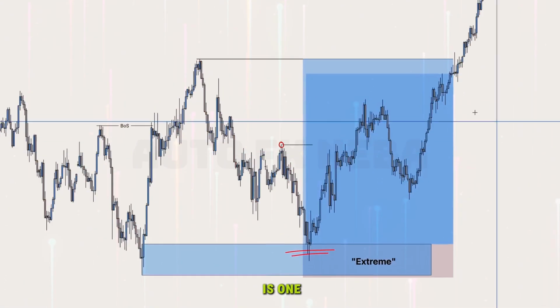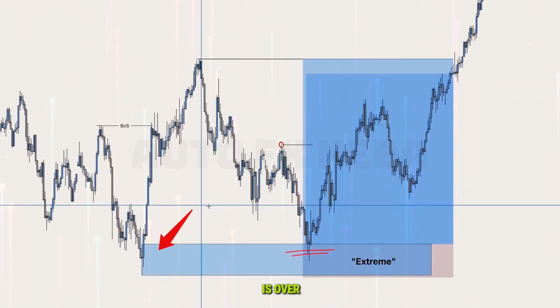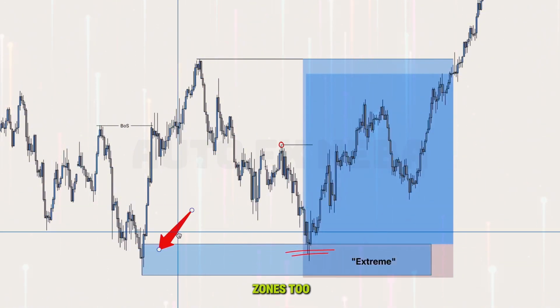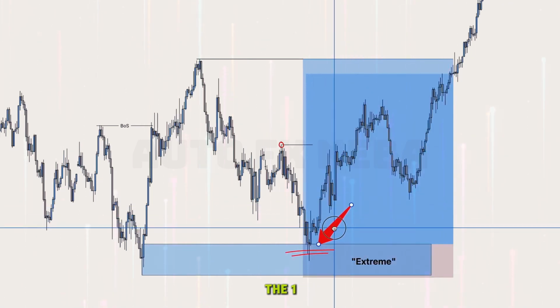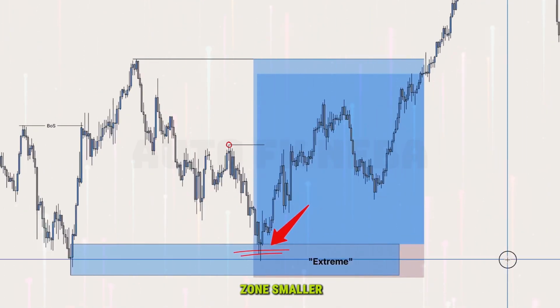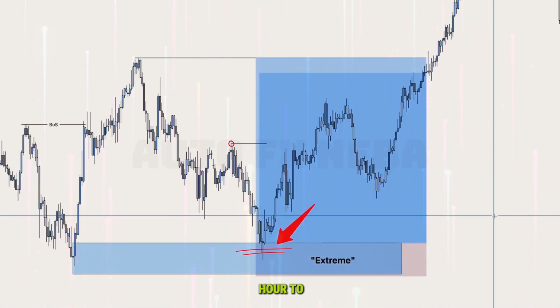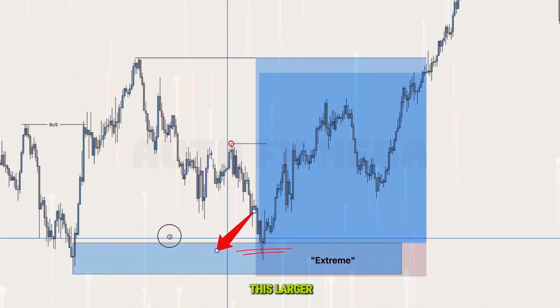Now, there is one thing you need to be careful of when you are refining zones, and that is over-refinement. You need to make sure that you don't refine your zones too far. You could say, if we go from the 4-hour time frame to the 1-hour time frame, and it makes the zone smaller and it makes that entry more refined, why don't we then go from the 4-hour to the 5-minute or the 1-minute? Because surely then we're going to get an even smaller zone inside of this larger zone.